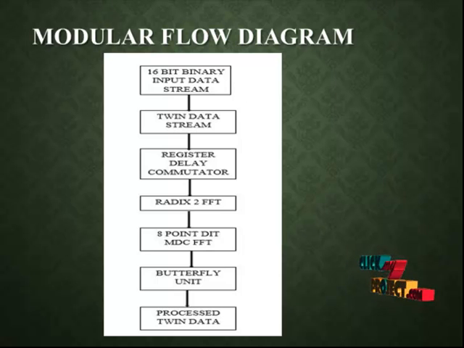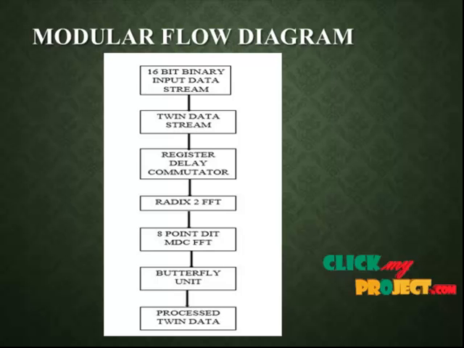The register content values are added to the register delay commutator with the N by 2 number of clock cycles. The odd samples and the even samples are added to the register delay commutator according to the number of clock cycles that is given to the input as the FFT architecture. Next is the Radix-2 FFT 8-point DFT processor.